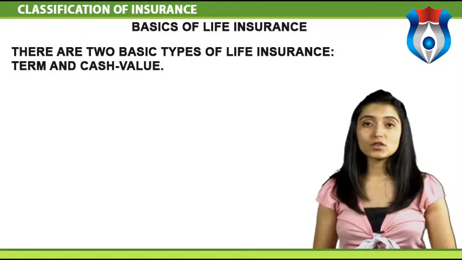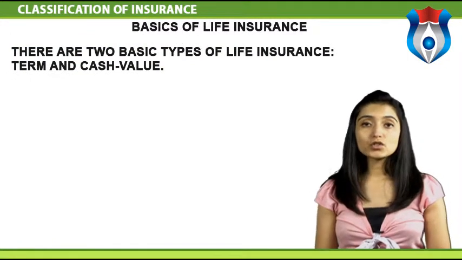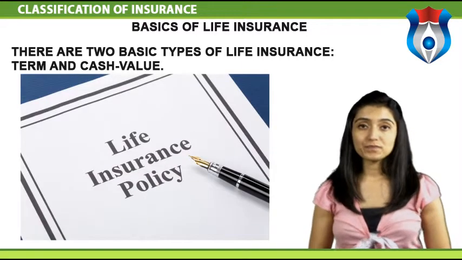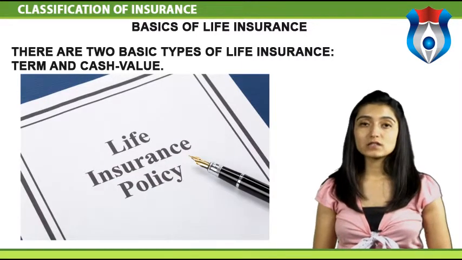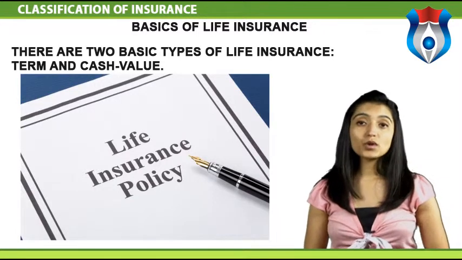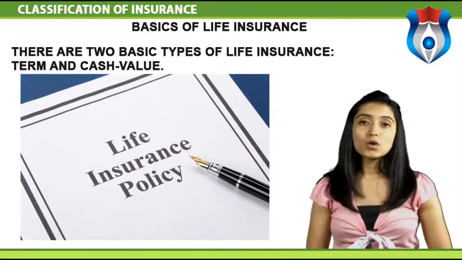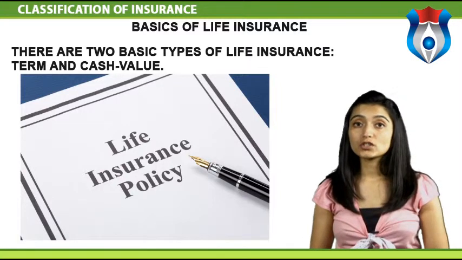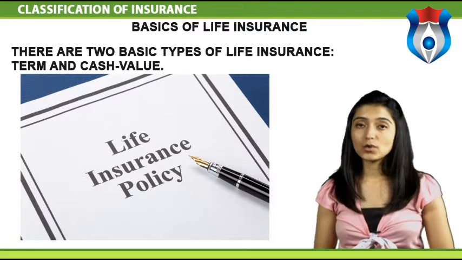Let's know the basics of life insurance. There are two basic types of life insurance, term and cash value. Term life insurance is considered pure protection. When we buy term life insurance, we are buying insurance only on our life. There is no savings feature as there is with a cash value policy.